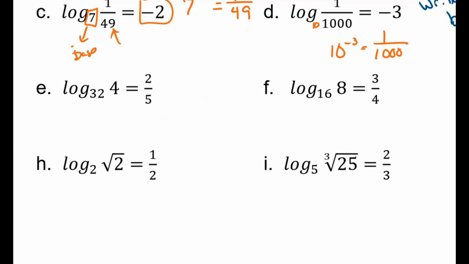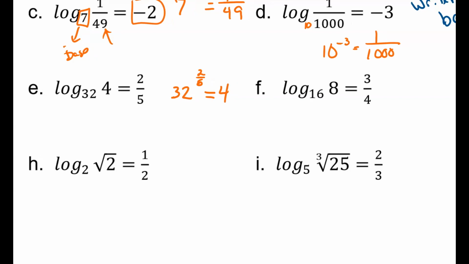We take our base, which is 32. We raise it to our exponential power, which is 2/5, and that is going to equal 4.